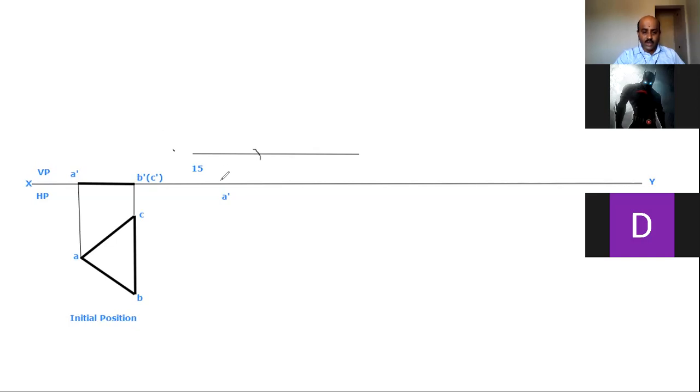With this point what you mark as A dash, then with that radius you have set for A dash and B dash, cut this locus line which you have drawn for 15 millimeters. Now you join the point A dash and the arc what you have drawn over there. Okay, so this point will be for you B dash.